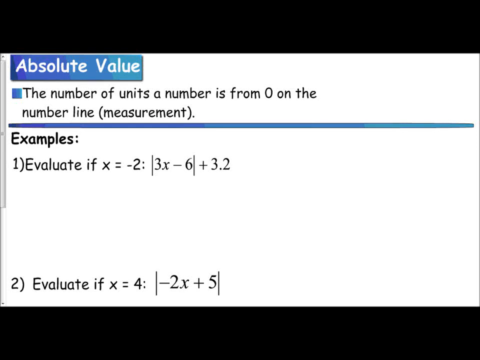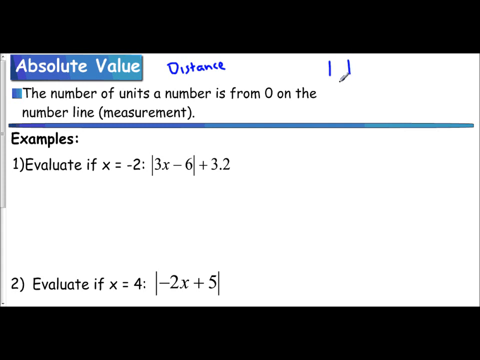When looking at the absolute value of a number, we're looking at the number of units it is from 0 on the number line. We're looking at a measurement. In other words, we're looking at distance. And when you think of distance, you cannot go a negative distance. Distance is always positive.